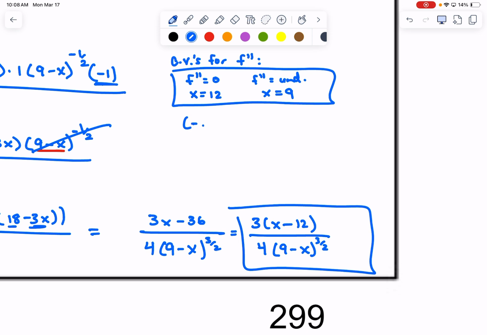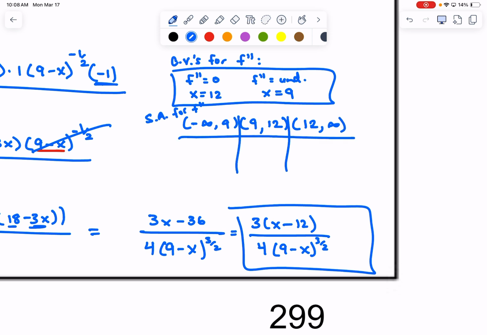All right, here we go. Negative infinity sign analysis for f double prime. Negative infinity to 9, 9 to 12, and 12 to what? Infinity.